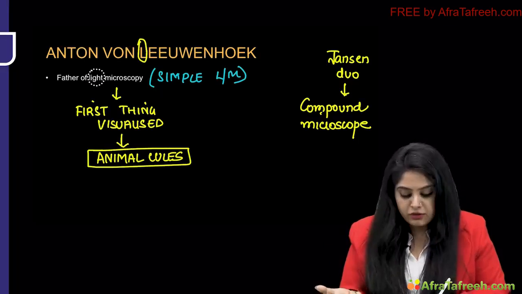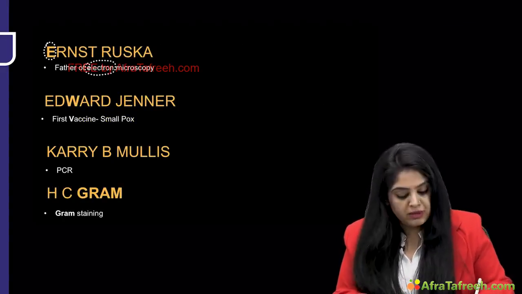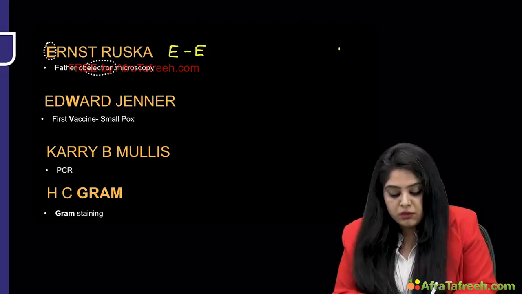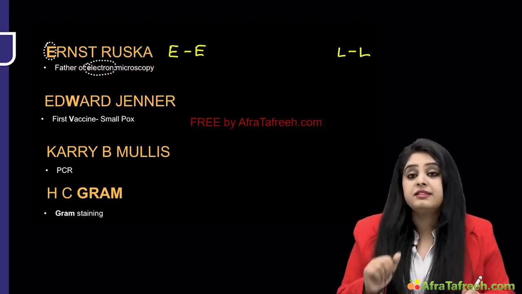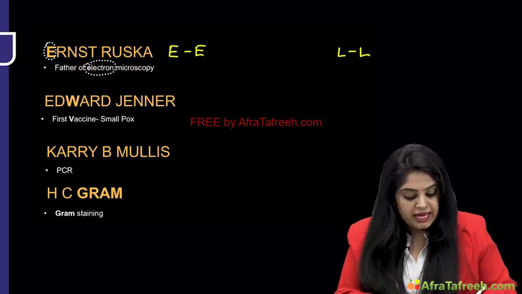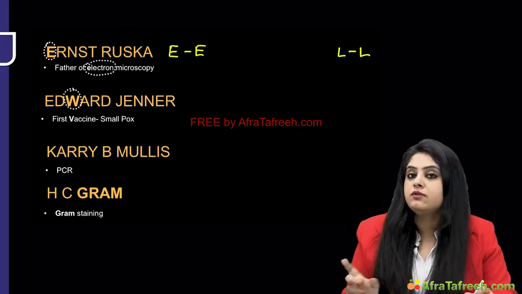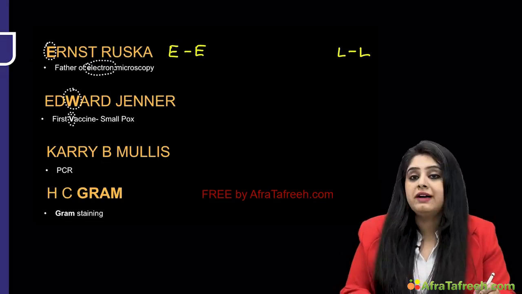So who gave us the electron microscope? That is E for E. Ernst Ruska gave us the electron microscope. Like I said, Ernst Ruska gave us the electron microscope, Leeuwenhoek gave us the light microscope. Easy to learn. But there's another E, Edward Jenner. So don't get confused. Edward Jenner did not give you the electron microscope.